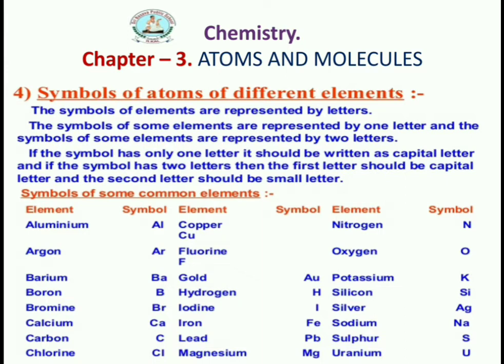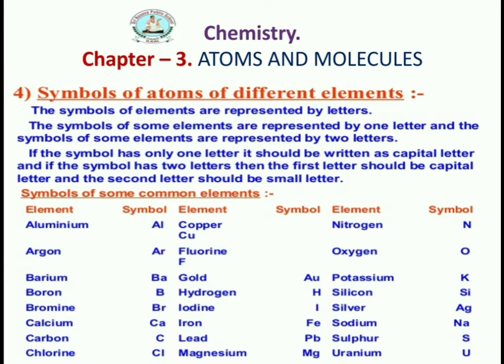Aluminum symbol Al, A is capital, l is small letter, and next argon Ar, barium Ba, boron B, bromine Br, calcium Ca, carbon C, chlorine Cl, nitrogen N, oxygen O, potassium K, silicon Si, silver Ag, sodium Na, sulfur S, uranium U, copper Cu, fluorine F, gold Au, hydrogen H, iodine I, iron Fe, lead Pb, magnesium Mg. So these are all the symbols of common elements.